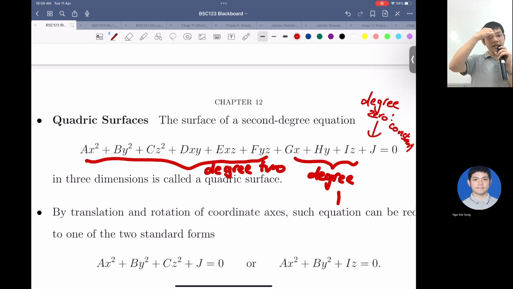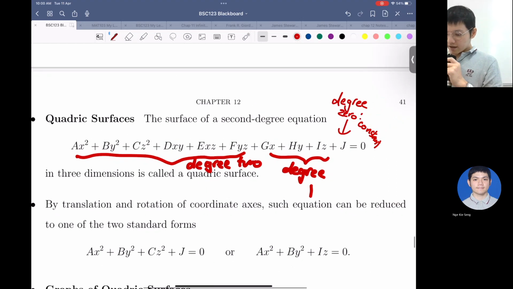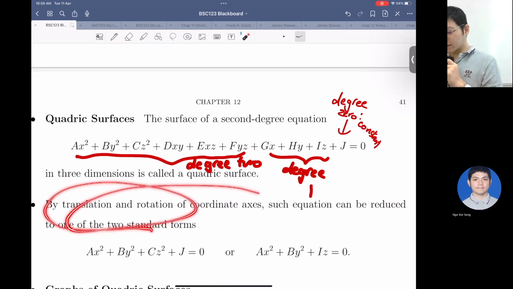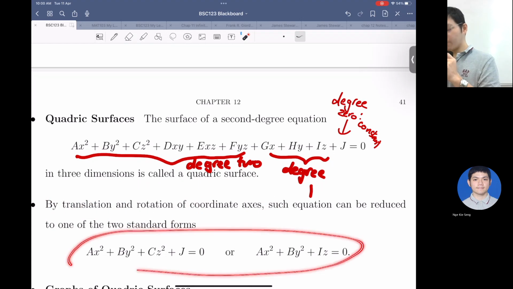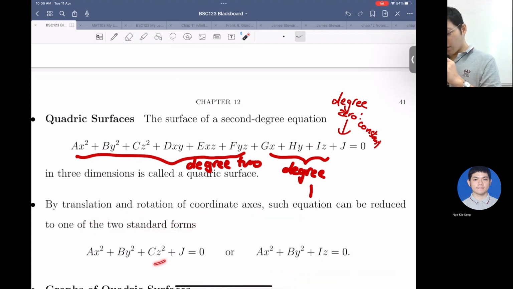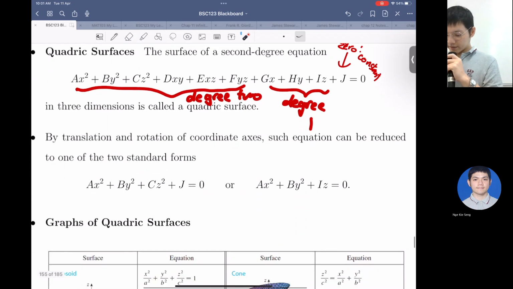Okay, so how to classify in this case? We also have classification in 3D cases. Let's see what we have. It says that if you play around with this equation, either translate it or rotate your coordinates, you can reduce it to these two forms. So we just need to care about these two forms: either all of them are in x squared, y squared, z squared, or x squared, y squared, and z. From these two forms, we classify the surfaces.